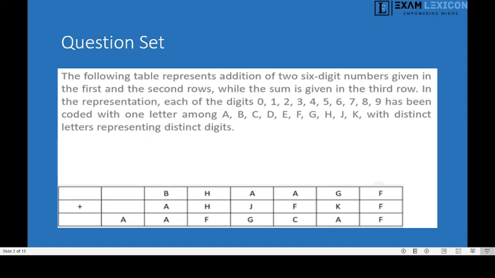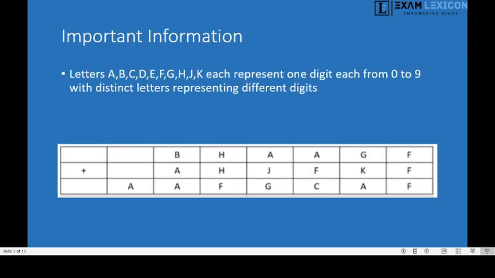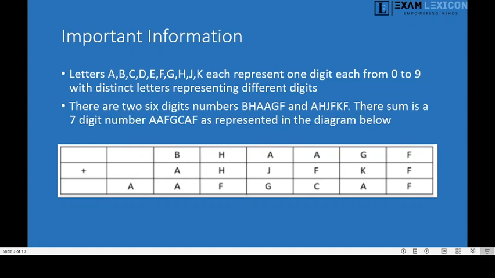So first let us gather all the important information that has been provided to us. First one is letters A to K with I missing, each represent one digit, each from 0 to 9, with distinct letters representing different digits. Second important information provided to us, there are two 6-digit numbers and the sum is a 7-digit number, which you can see in the diagram as represented.